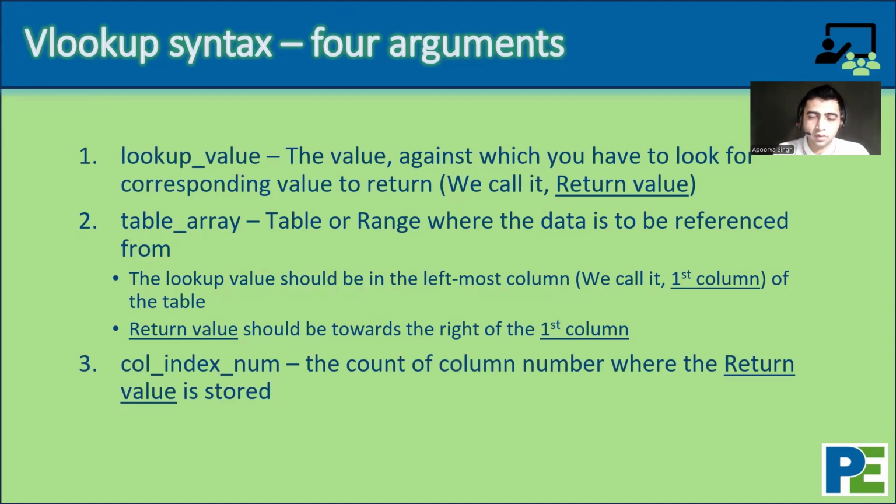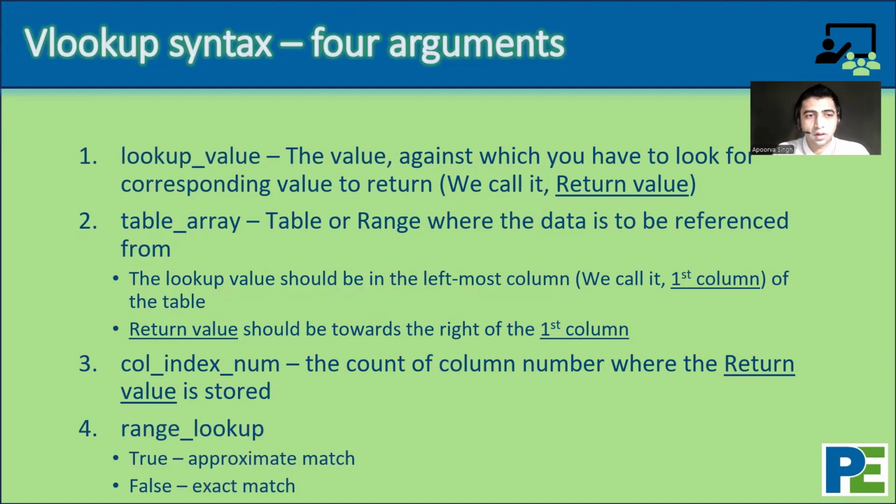Column index number is the count of the column number where the return value is stored. So where do we count this column number? We count this in the table array, which is there in point number 2. And range lookup is true or false: true for approximate match and false for exact match. Just stay on this slide for 2-3 seconds and see what all these syntax parts mean.